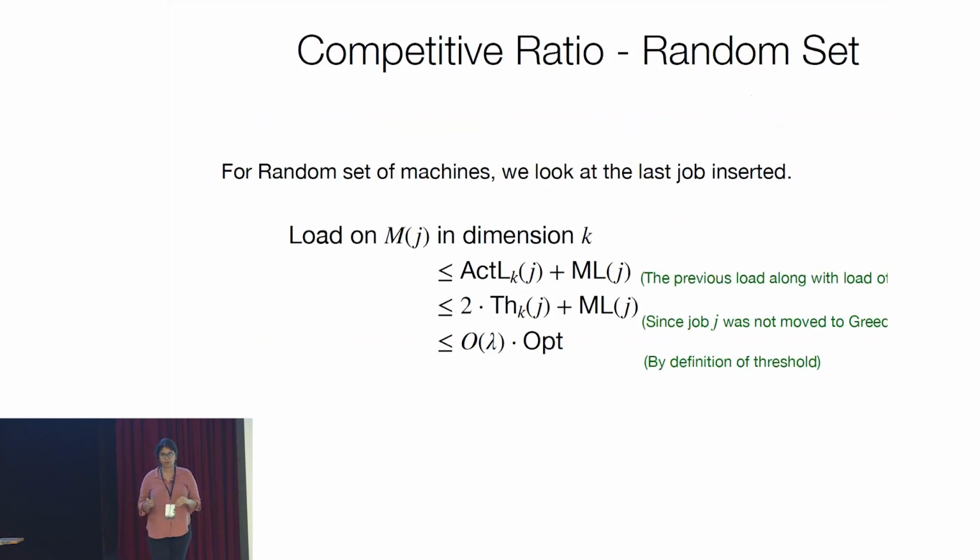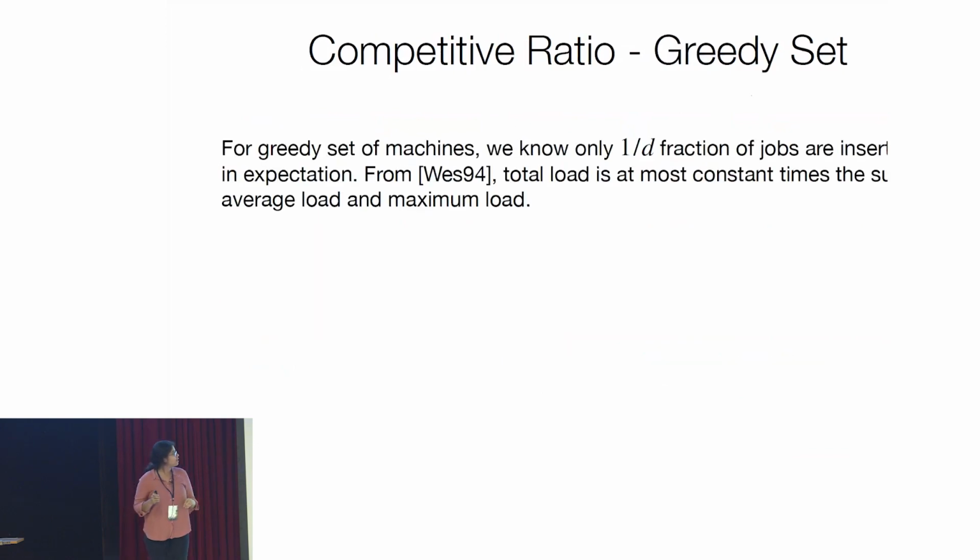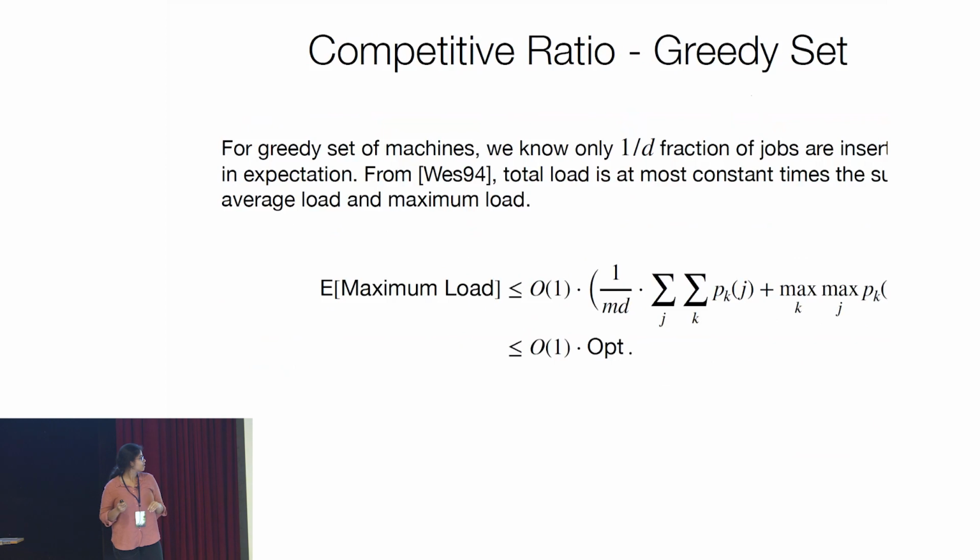On the greedy side, we know that only a 1 by d fraction of these jobs are inserted, because we proved it. And because of that, again, the maximum load is going to be at most a constant times this optimal value. Does that make sense?